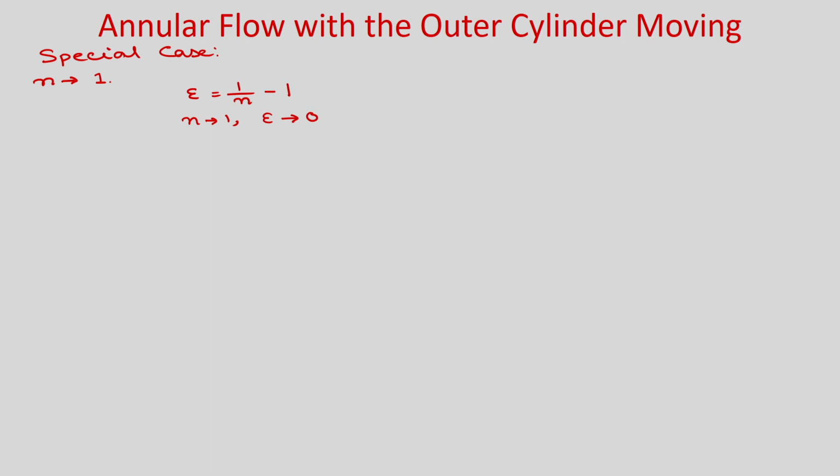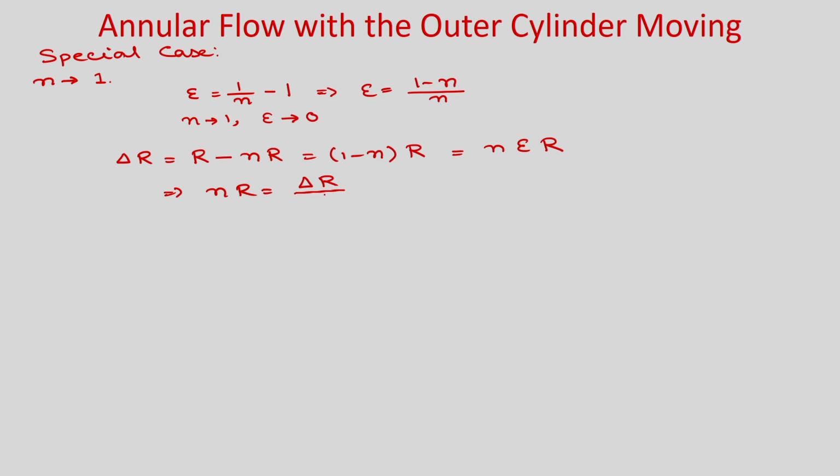Okay. So, now let us define delta r, the difference between two radii, outer radius minus inner radius. Okay. So, it will be 1 minus n into r. Okay. And from here you can see epsilon is 1 minus n divided by n. So, 1 minus n you can write as n into epsilon, so delta r is n epsilon r. So, from here you can see n r we can write as delta r by epsilon. Okay. Now, you introduce the Cartesian coordinates.